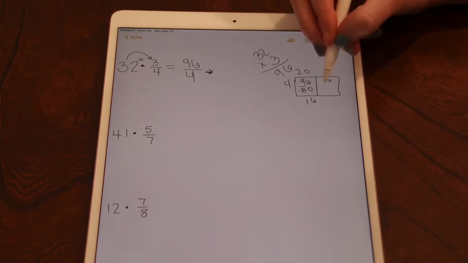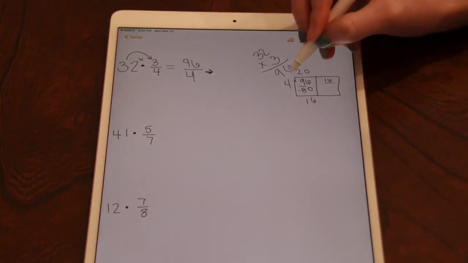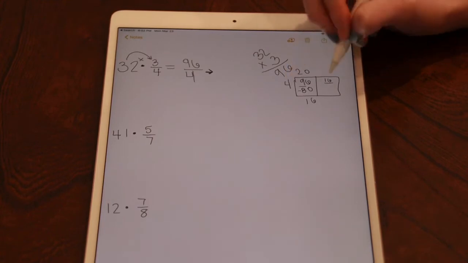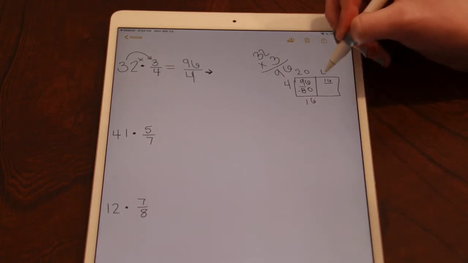And now I look at the ones place, and since there's ones and tens, I underline the tens place too. And I ask myself, how many times does 4 go into 16? 4, 8, 12, 16. It goes in evenly.